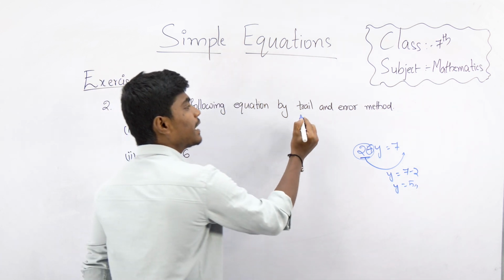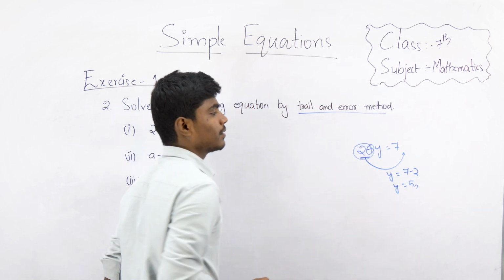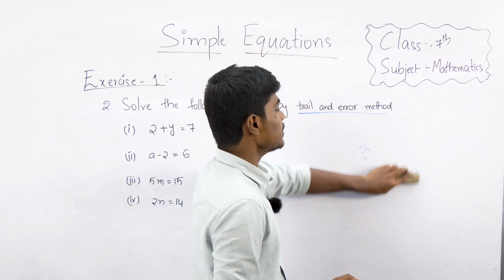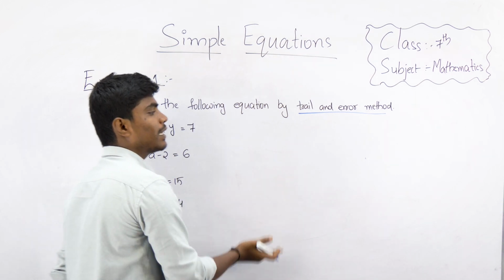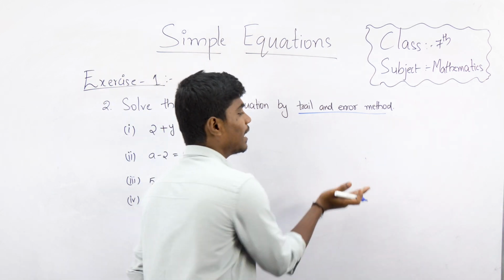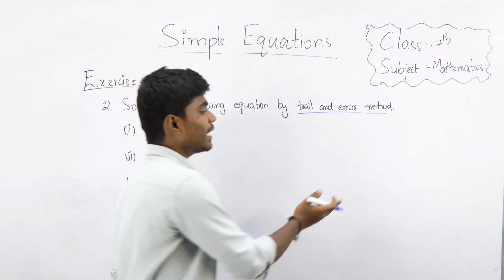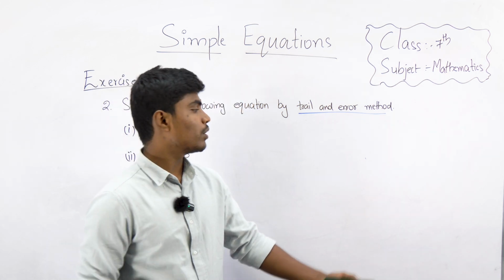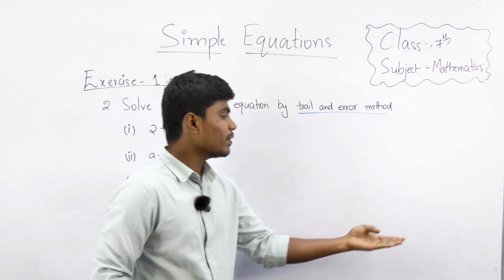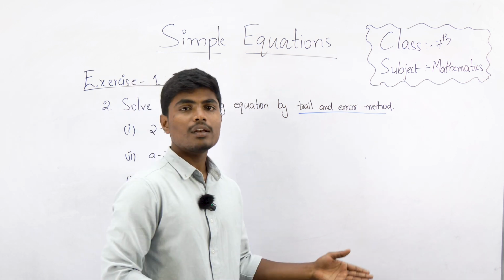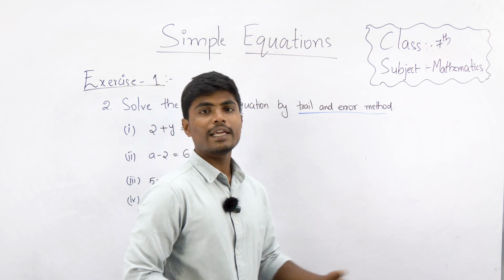But here he gave the trial and error method. Trial and error method means you take a value and check whether the equation is correct on the LHS and RHS. If the equation is true, you stop and you have found the value. If the equation is not true, then you replace the value again.